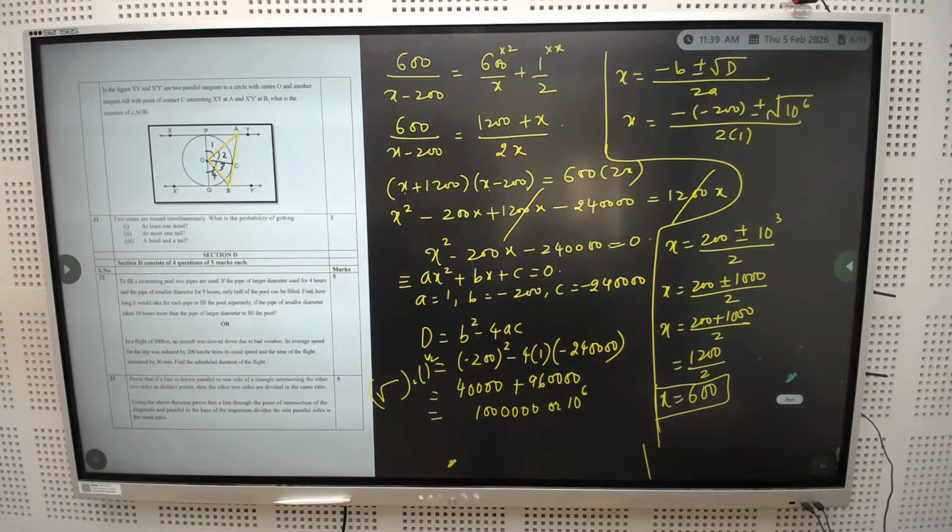First you write up to this, and next I will tell you what to be done. Don't do it yet. First you write up to this, x equal to 600. What do you write as the conclusion? Speed of the flight is 600 km per hour.